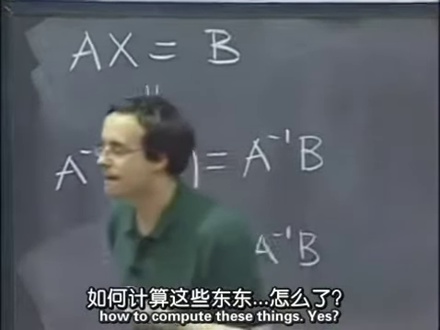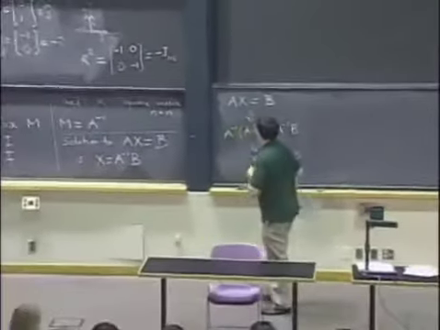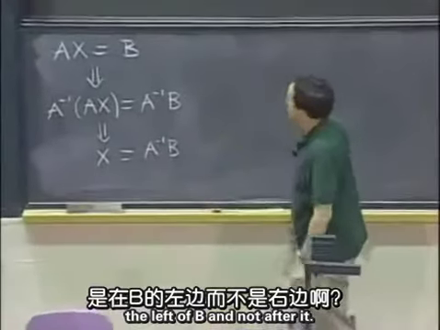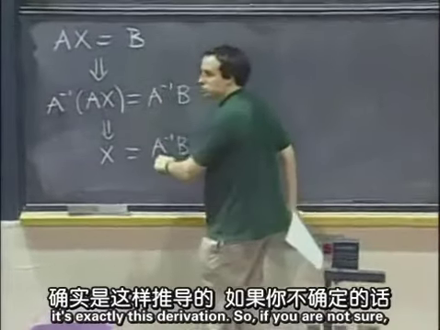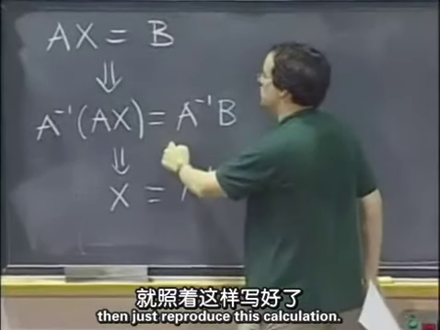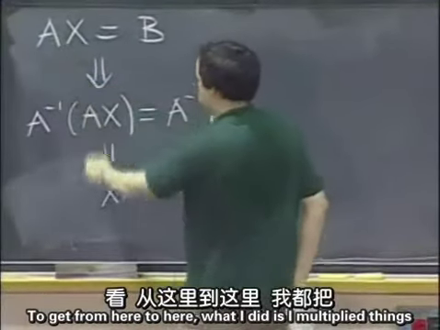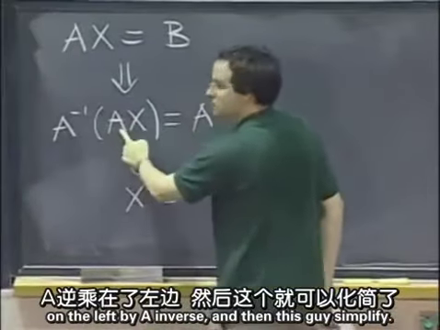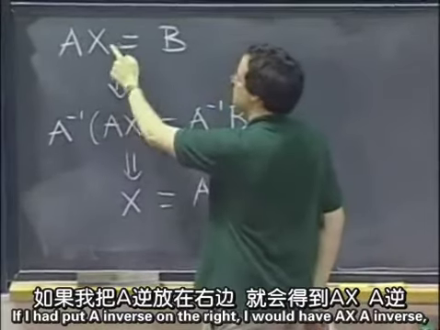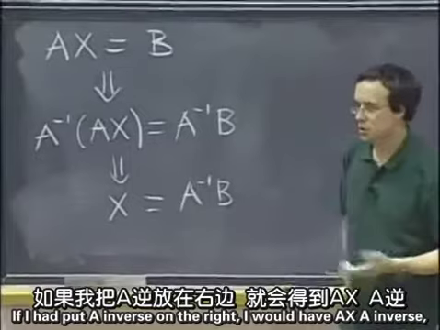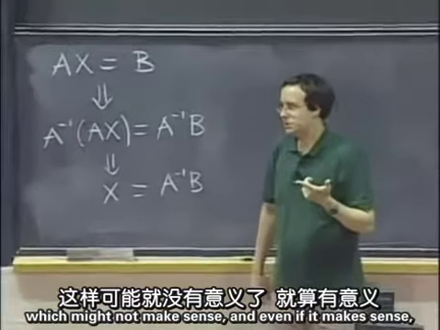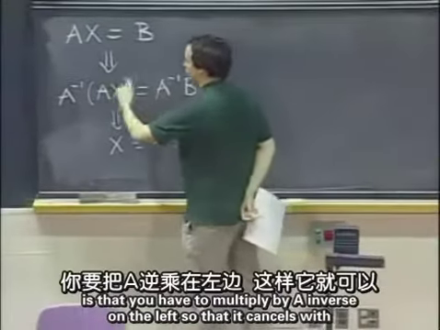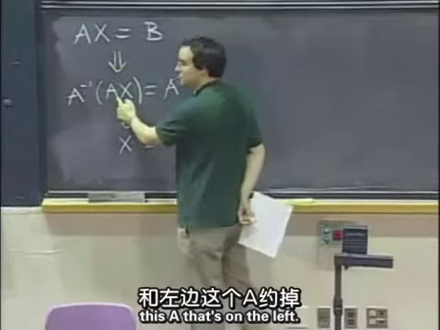Yes? How do I know that A inverse will be on the left of B and not after it? Well, it's exactly in this derivation. So if you're ever not sure, then just reproduce this calculation. To get from here to here, what I did is I multiplied things on the left by A inverse. And then these guys simplify. If I had put A inverse on the right, I would have AX A inverse, which might not make sense. And even if it makes sense, it doesn't simplify. So the basic rule is, you have to multiply by A inverse on the left so that it cancels with this A that's on the left.